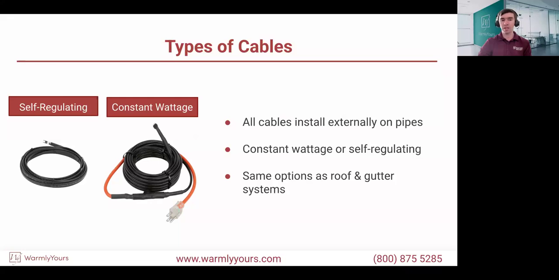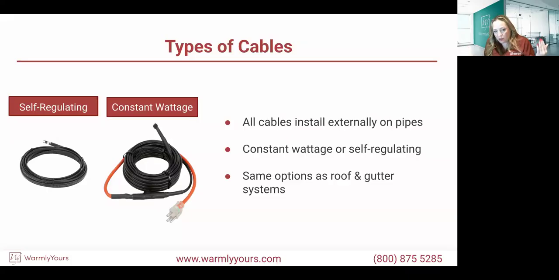Let's talk about those types of cables, and then we can really dive into some good technical information about each type. Similar to what we just talked about with the roof and gutters, we've got self-regulating and constant wattage. Constant wattage is going to have that big plug at the end. Self-regulating looks like that bus wire with the inner core that heats up, just like the roof cable. These are for external pipes only.